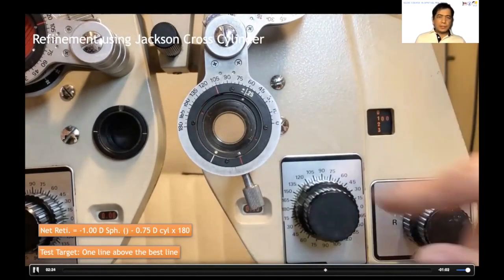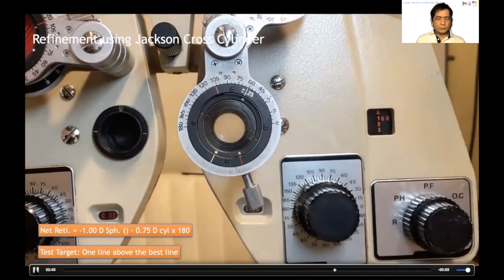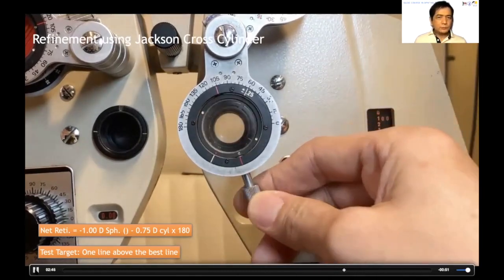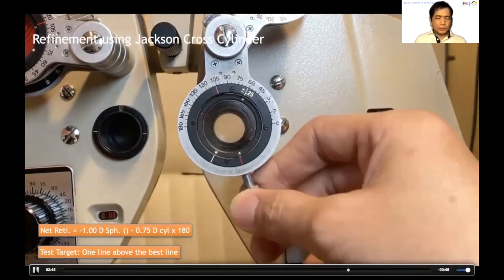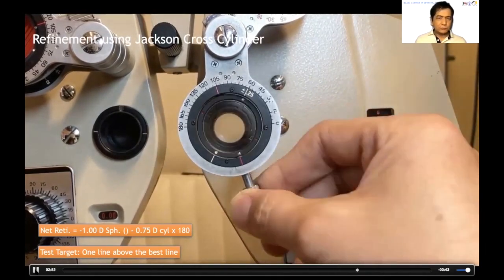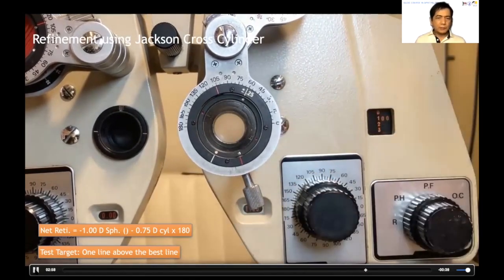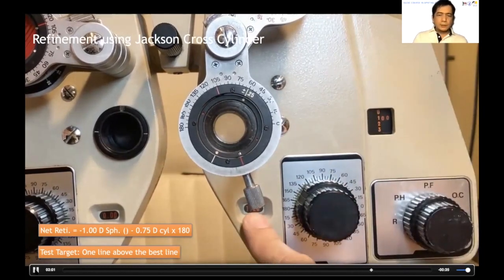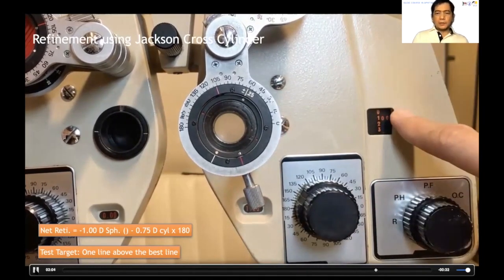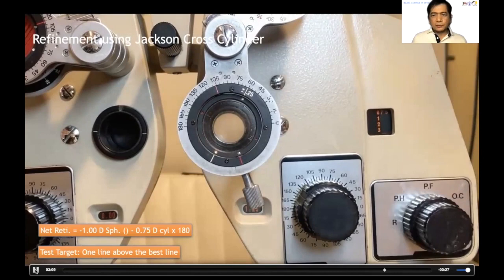If the patient prefers lens 2, then you need more cylindrical minus power. You increase your cylinder by 0.25 diopter cylinder. And then ask again the patient, which is better, lens 1, lens 2, or are they the same? If the patient prefers lens 2, then you need again more minus by 0.25. And at this point, you already have added a 0.50 diopter cylinder.